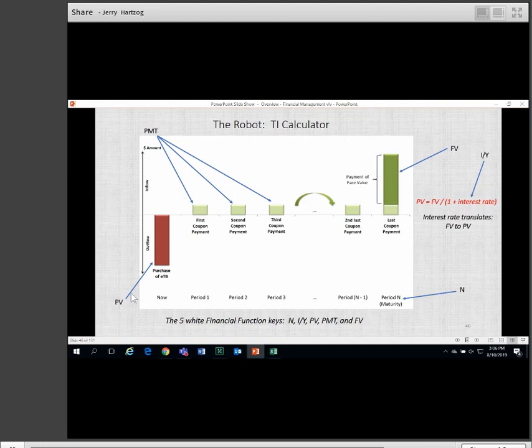PV, the PV key represents this red bar, this cash outflow, the cash that the investor sends to the corporation to purchase the bond. The PMT key, those are the coupon interest payments made every, whatever the periodicity is. FV, that's the face value of the bond that's returned at maturity. The IY key, that's that interest rate that we're dividing by or using to divide. And finally, N is the number of periods.